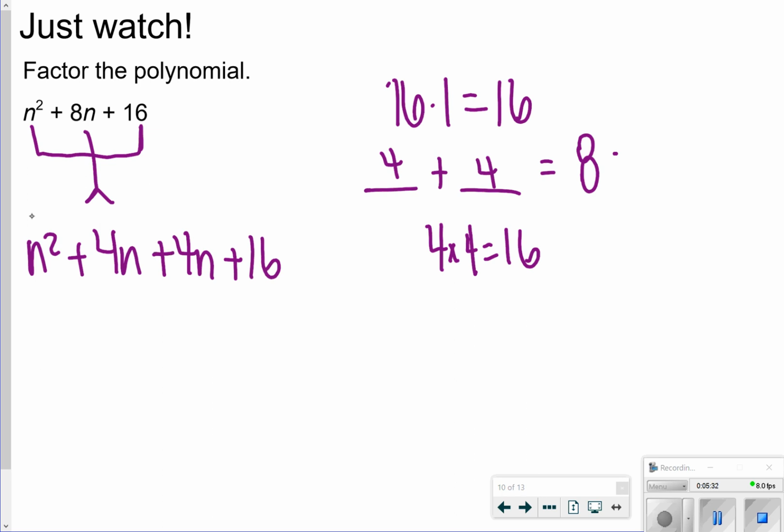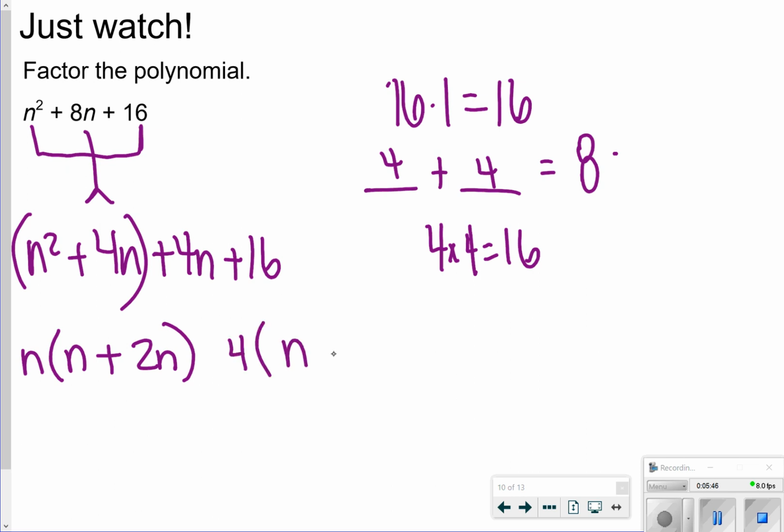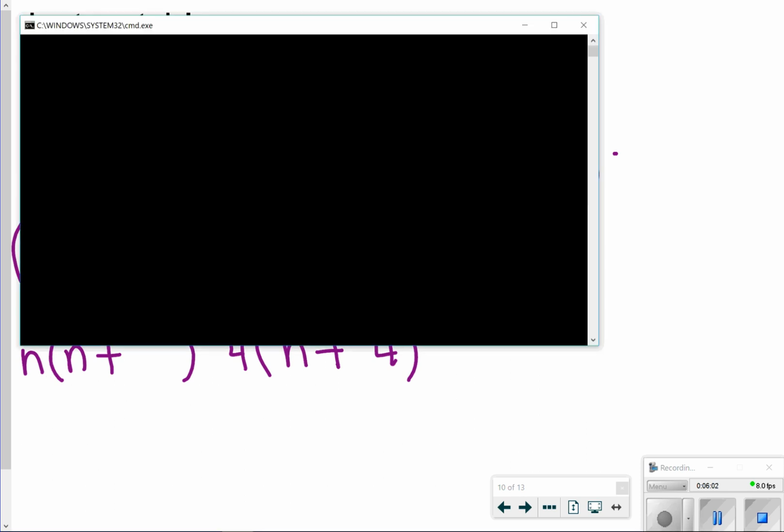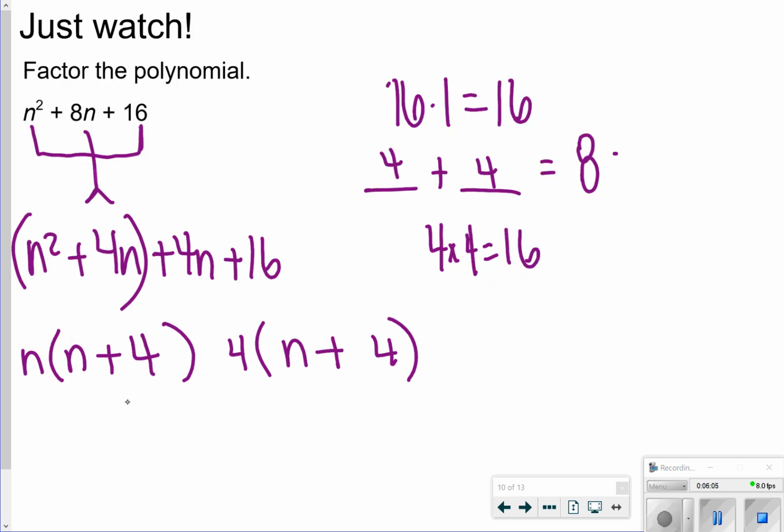And then I'm going to factor by grouping. So n squared plus 4n have n in common. So that'd be n plus 2n. And then over here, they have 4 in common. So that'd be n plus 4. And I made a mistake because I realized my numbers weren't matching up. For this first one, if I took out an n, it'd be n plus 4 as well. Noticing too, I had matching binomials.